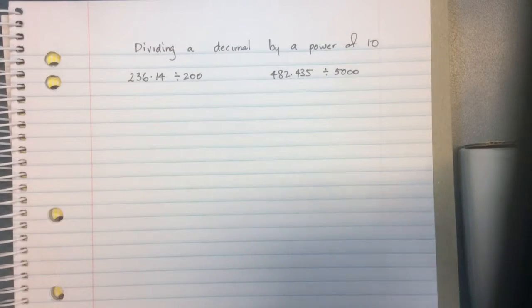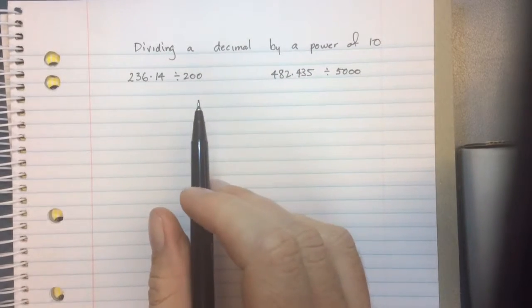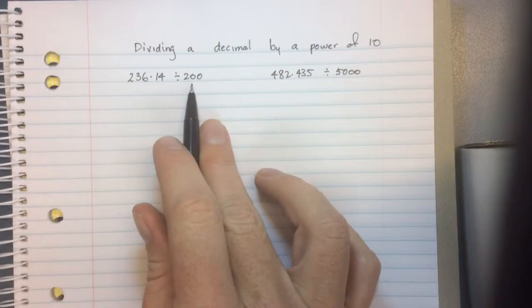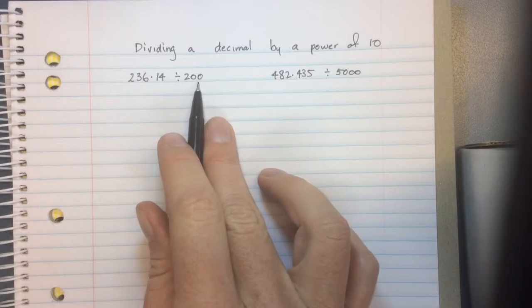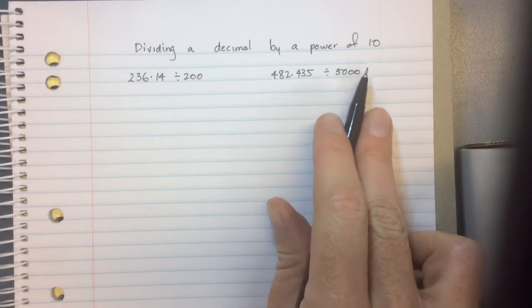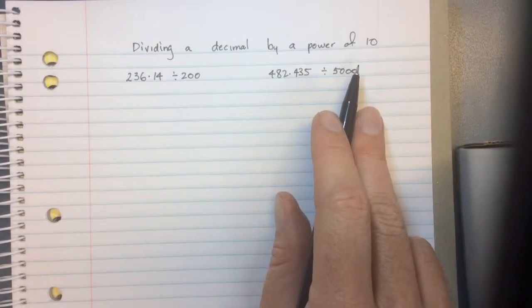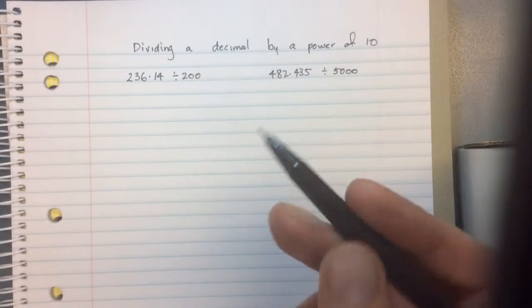Thanks again for joining us to have a look at how to divide by decimals. In this case, we're dividing a decimal by numbers that have a power of 10 in them. This one's got 2 times 100 and this one's got 5 times 1,000, which are powers of 10. Powers of 10 are like 10, 100, 1,000, etc.